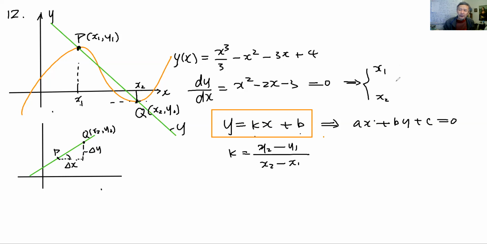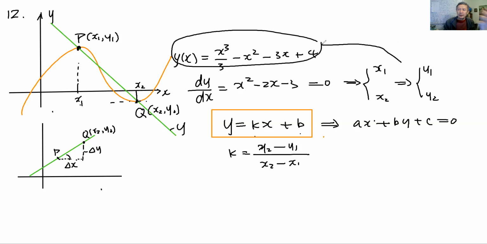Then you have to get y1 and y2 from this equation. And then you can put a pair of them into this equation now that you have k, to find b. So once you know k, you just set y equal to 0, equal to kx, right?